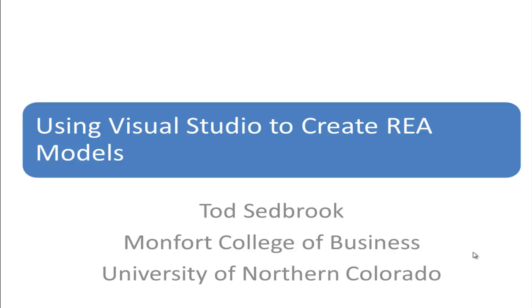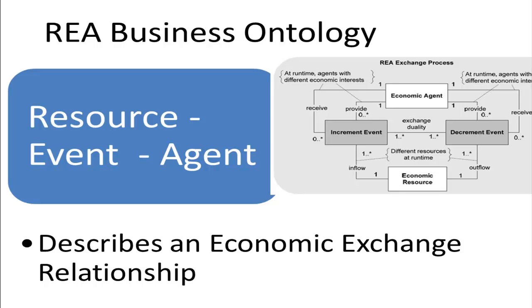Okay, so welcome to our example of how to create a REA model using a Visual Studio extension. If you're not really familiar with REA, there's plenty of sources out on the internet, but basically, really quick, REA is a business ontology. It's a way to define economic exchanges in a very formal and logical way that connects resources, things of value, with agents, customers, and salespeople, and they're connected through an event.